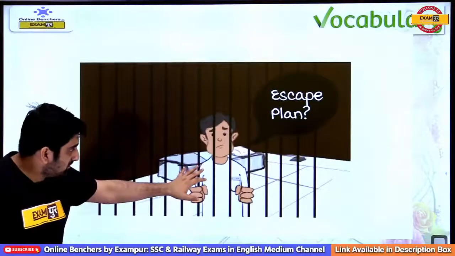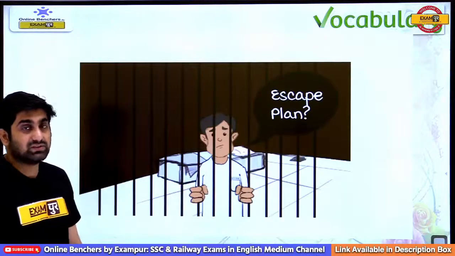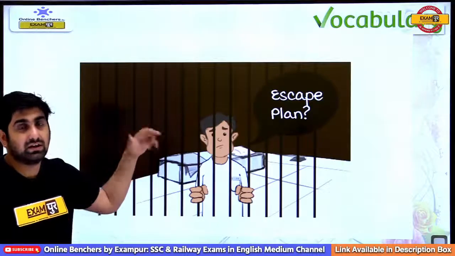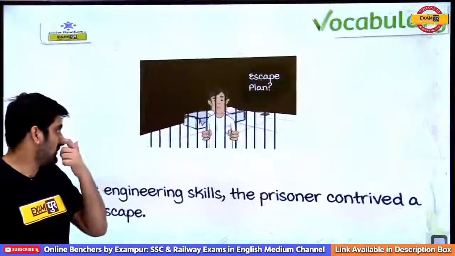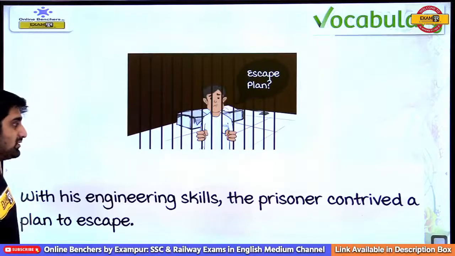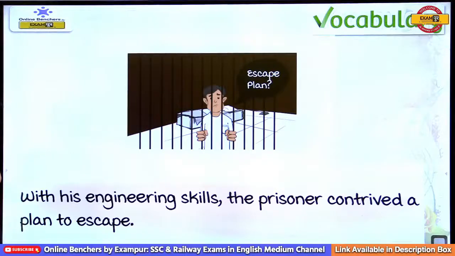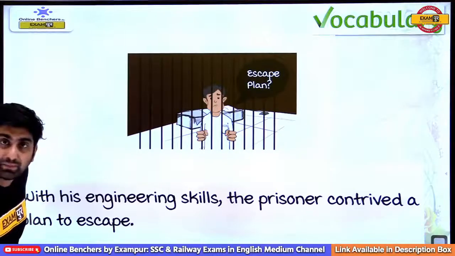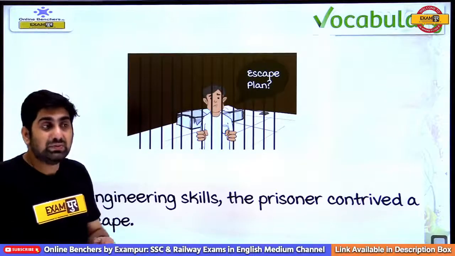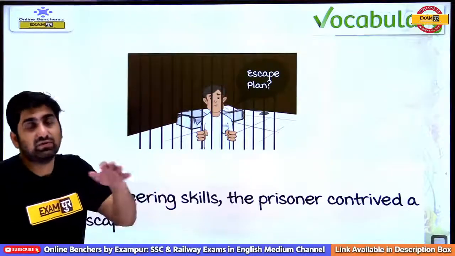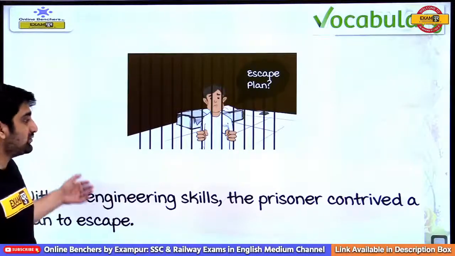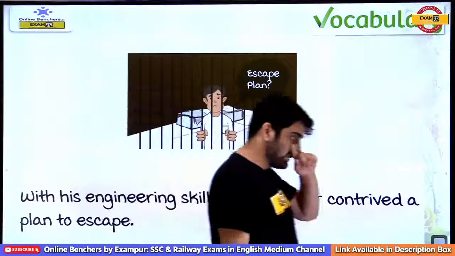Like the prisoner was thinking about his escape plan and he successfully contrived it, means managed it. Okay. So with his engineering skills, the prisoner contrived a plan to escape. What do you mean by prisoner contrived a plan? It means he successfully escaped from the jail. So this is how you can use contrive in sentences.